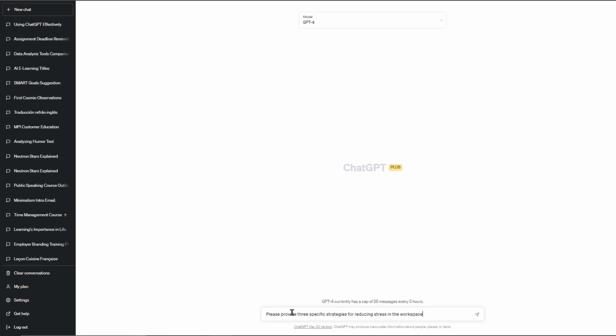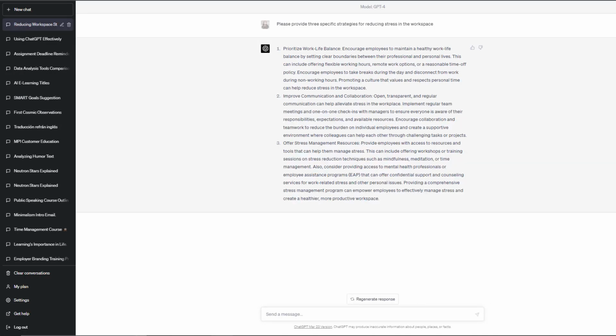Okay, so let's ask, please provide 3 specific strategies for reducing stress in the workspace. So let's submit this. Okay, so it's done. We asked for 3 specific strategies. That's what it gave us. Prioritize work-life balance, improve communication, offer stress management resources, and then it elaborates on each one of these points or strategies. Let's also try another prompt.